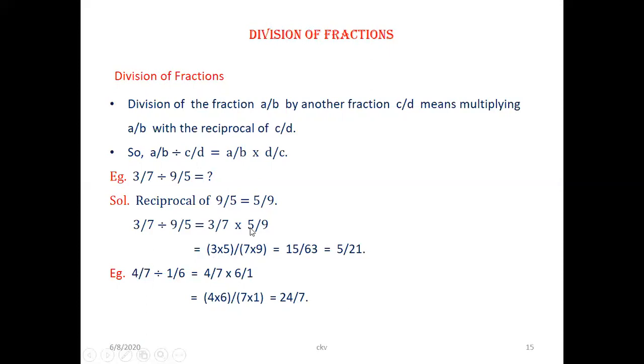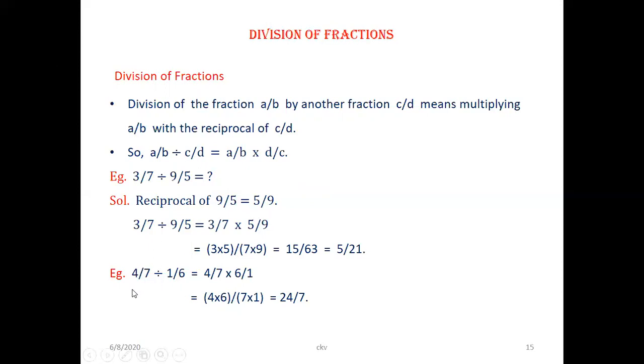3 into 5 is 15, and 7 into 9 is 63. So the numerator is 15 and the denominator is 63. You can cancel here by 3: 3 fives are 15 and 3 twenty-ones are 63. So this is how you can find the division of two fractions, which is nothing but a product, by writing the one which is in the denominator as its reciprocal.